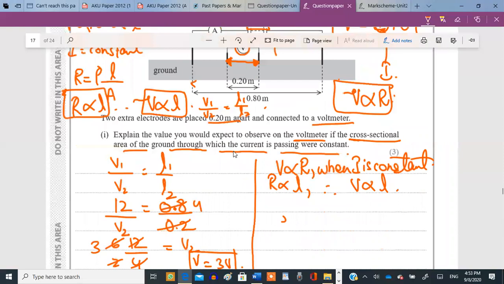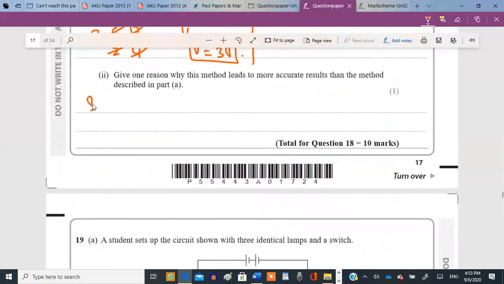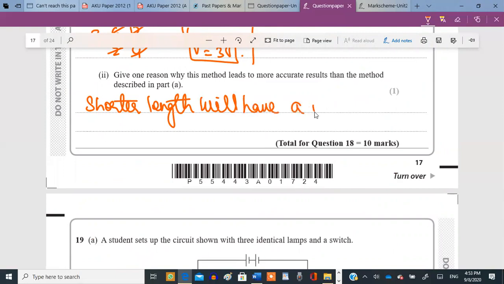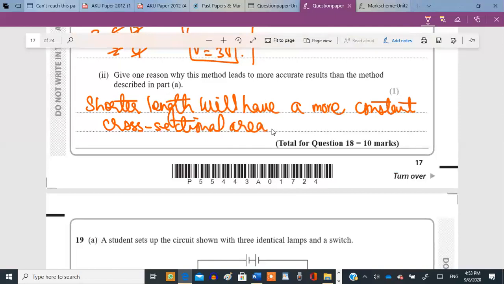So you're going to write down that the shorter length will have a more constant cross-sectional area, giving a more accurate value for resistivity. Because both the experiments are conducted for calculation of resistivity.